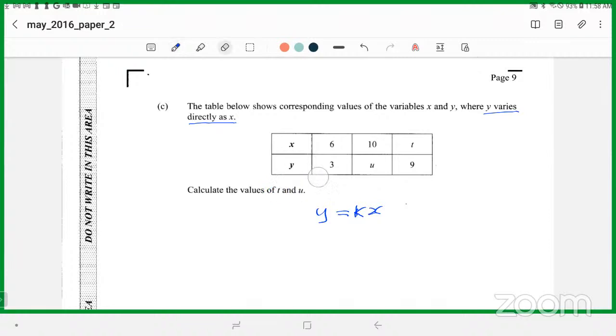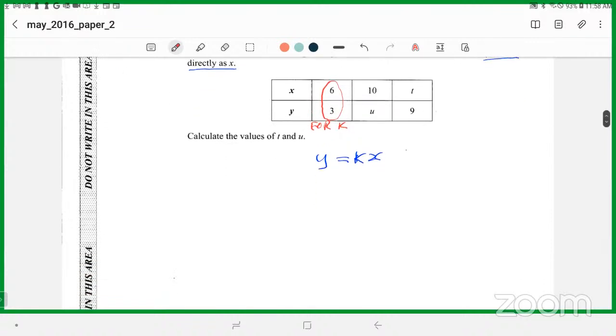To find the values for t and u, it can be done without finding the k, as I've said, but we're going to use the method where we'll find the k first. What are we going to use for the k? You have to use a known pair of values. You have to look for it in the table, the known pair. This is a known pair of values that you're going to use for the k. It will always give you a known pair of values for you to find the constant of variation. They give you this to find the k.